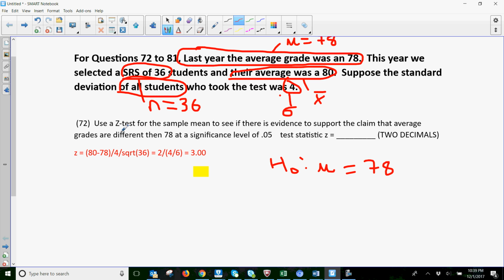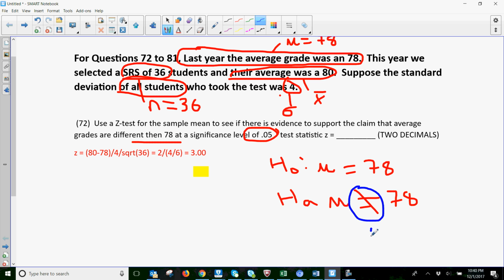So it says use a z-test for the sample mean to see if there is evidence to support the claim the average grades are different than 78, at significance level of 0.05. So our alternate hypothesis is that mu is not equal to 78. Okay, and this right here tells us we're going to be doing a two-tailed test.